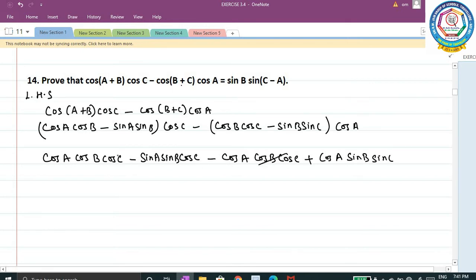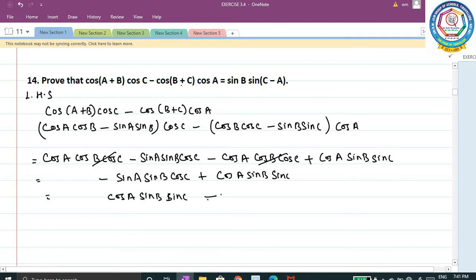Here minus term plus term will cancel. So remaining minus sin a sin b cos c plus cos a sin b sin c. Now I am going to arrange the order. I am going to take plus term first. So cos a sin b into sin c minus sin a sin b cos c.